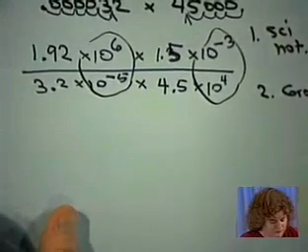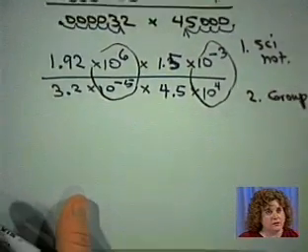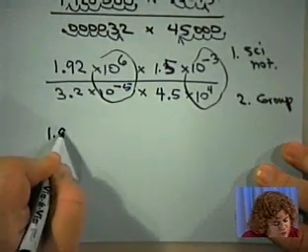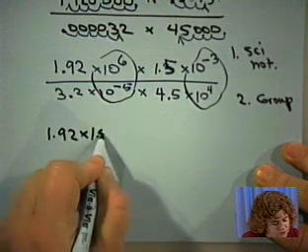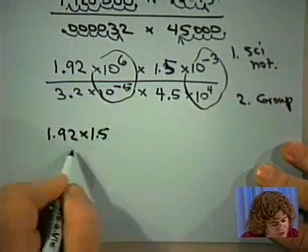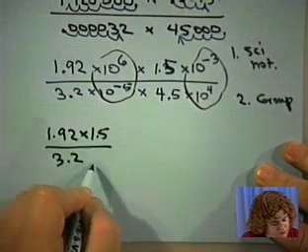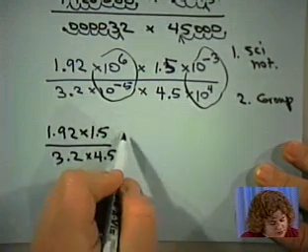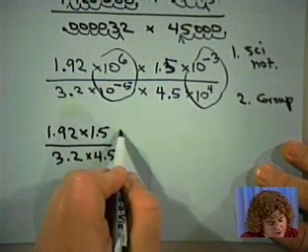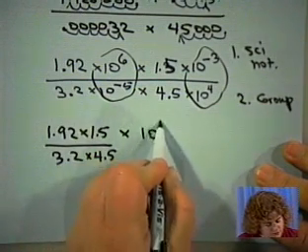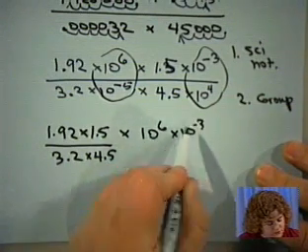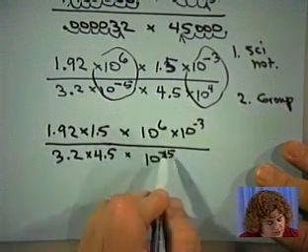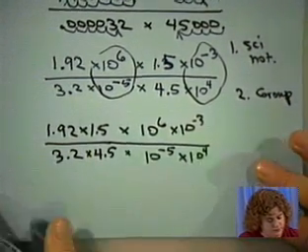Let me get that back on the screen. I can do this. There we go. So I'll just write the 1.92 times 1.5. And that's going to be over 3.2 times 4.5. And that is, on the top, we've got 10 to the 6th times 10 to the minus 3. And grouping things on the bottom, 10 to the minus 5 times 10 to the 4th.